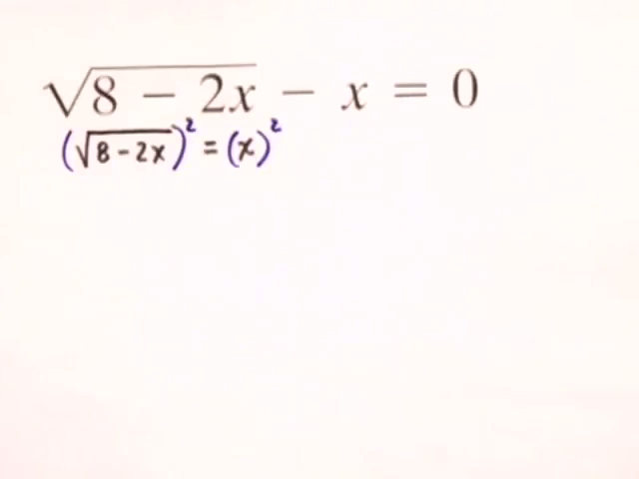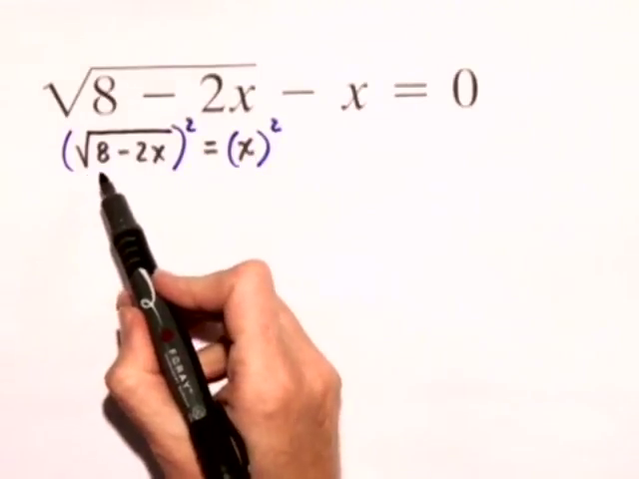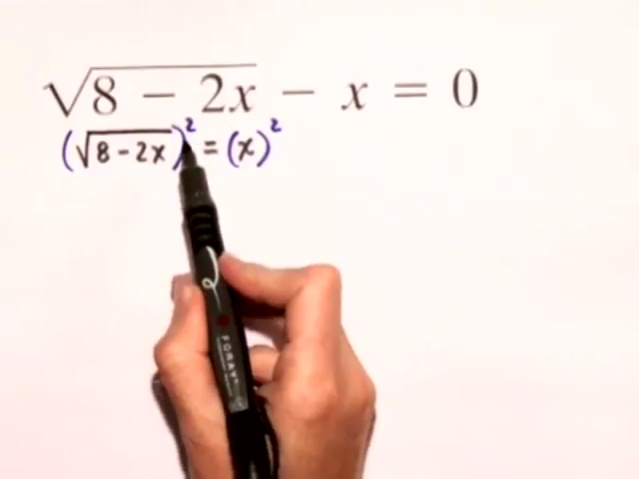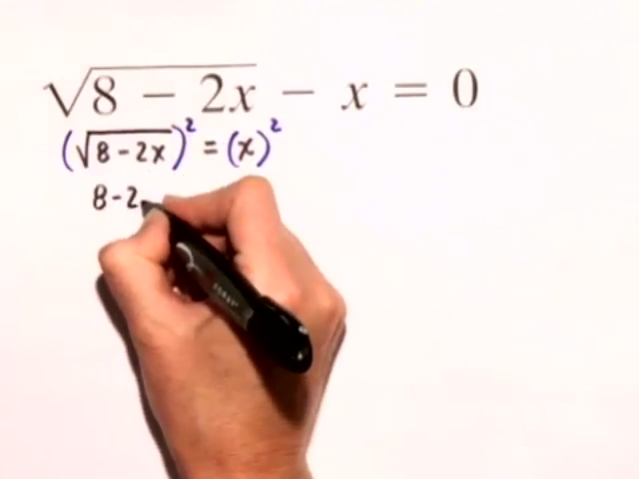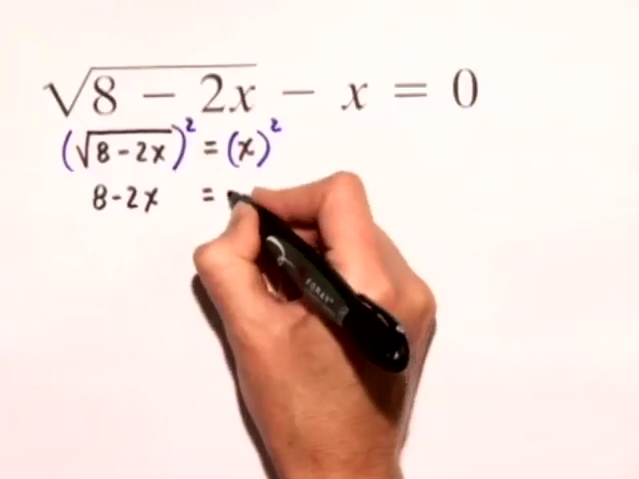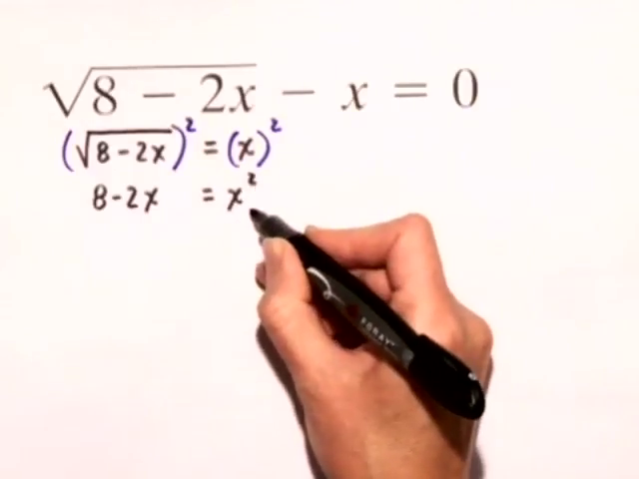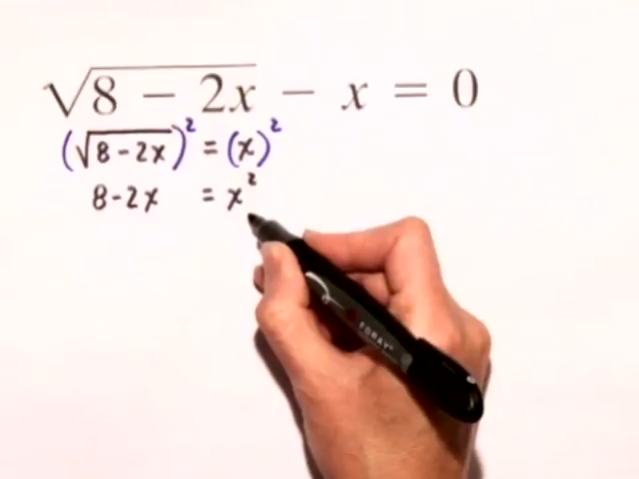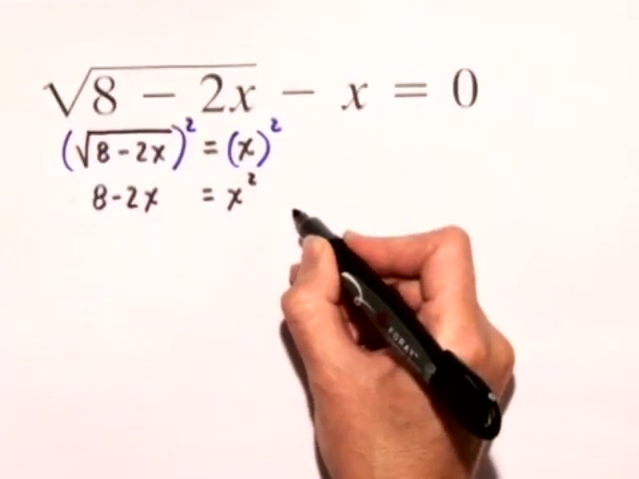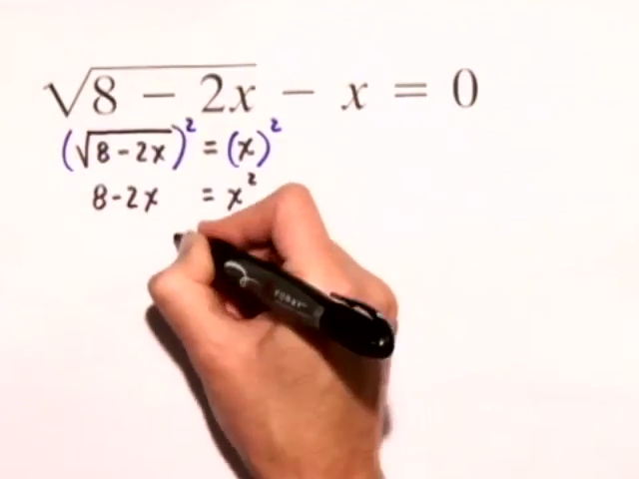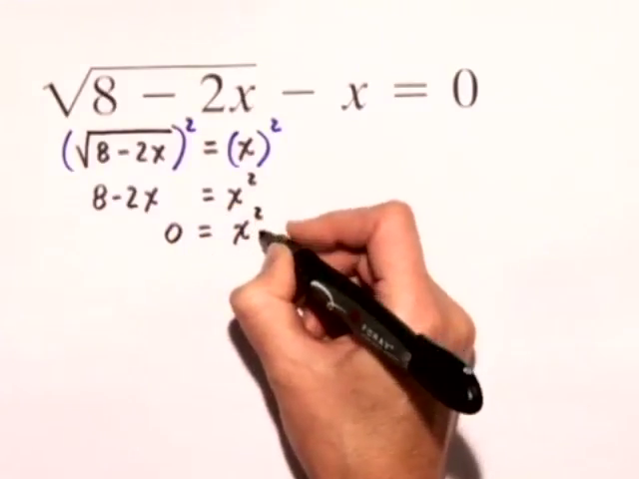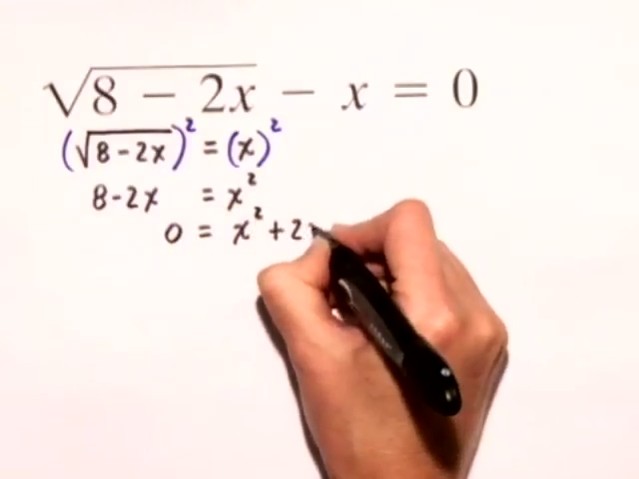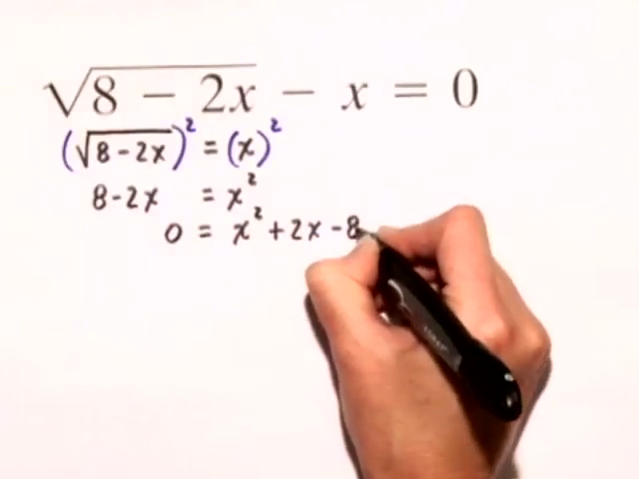When we do that, on the left-hand side, the square root of 8 minus 2x, that quantity squared, just gives us 8 minus 2x is equal to x squared. Now we have a quadratic equation. Let's move everything to the right-hand side and set the left-hand side equal to 0. When we do that, we'll have 0 equals x squared plus 2x minus 8.